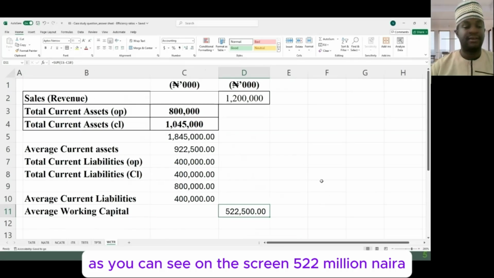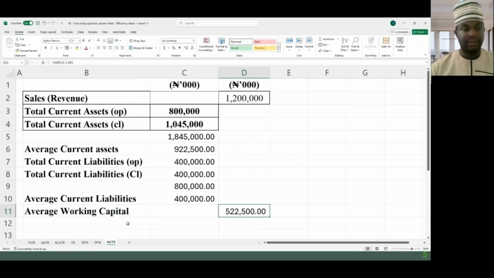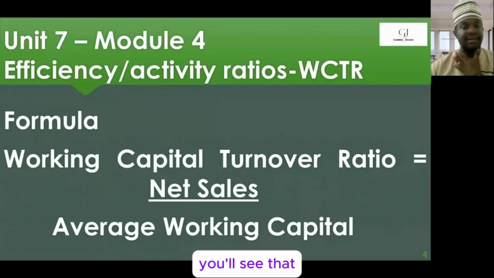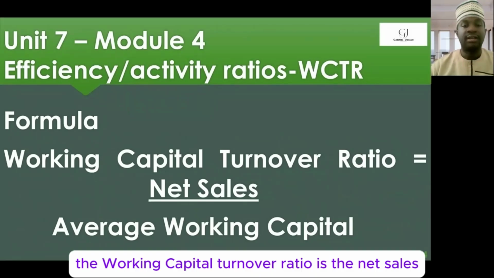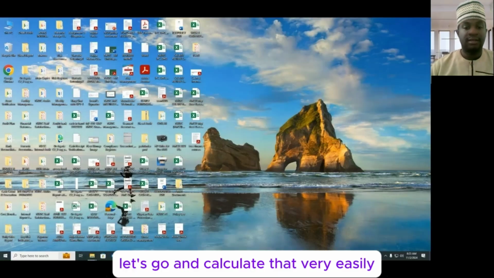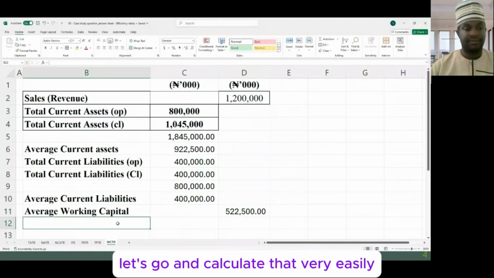522 million naira. So from our formula, you'll see that the working capital turnover ratio is the net sales divided by our average working capital. Let's go and calculate that very easily.